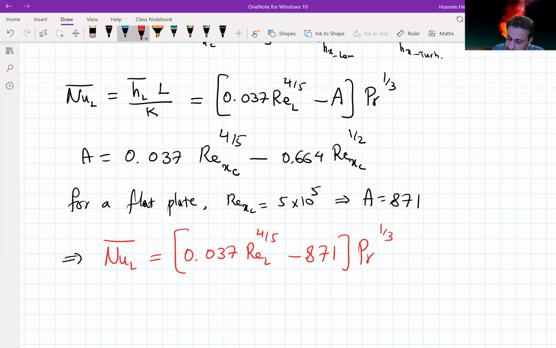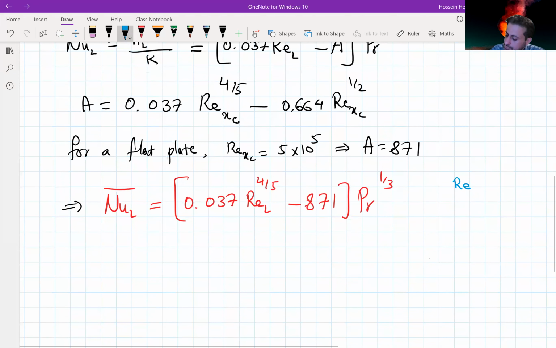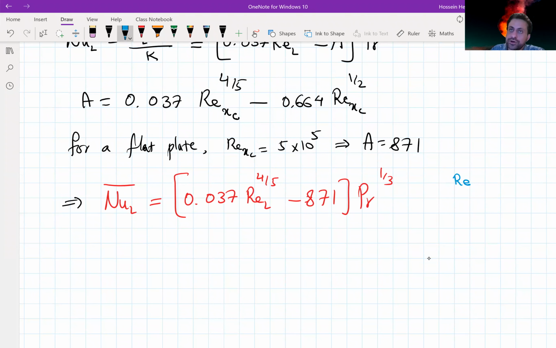And with this equation, we are going to have mixed laminar and turbulent boundary layer over the plate, and Reynolds number is going to be up to 10 to the power of 8, greater than 5 times 10 to the power of 5, and Prandtl will be less than 50 and greater than 0.6.